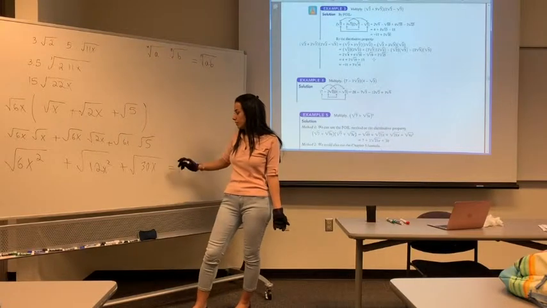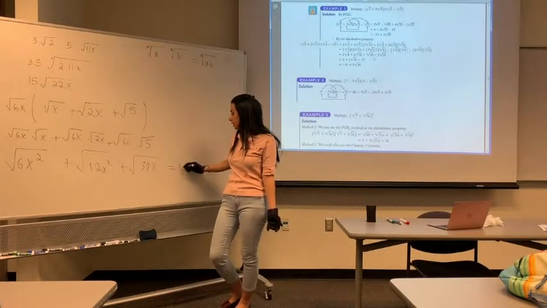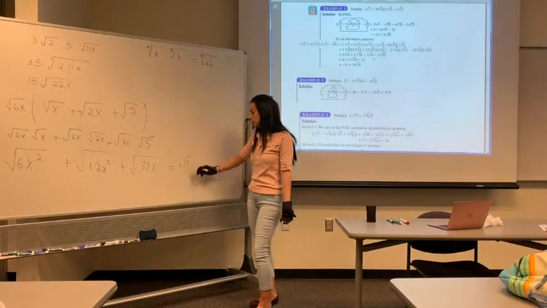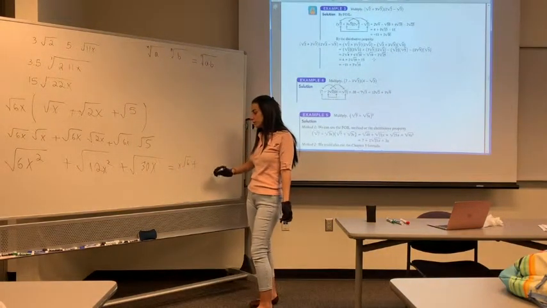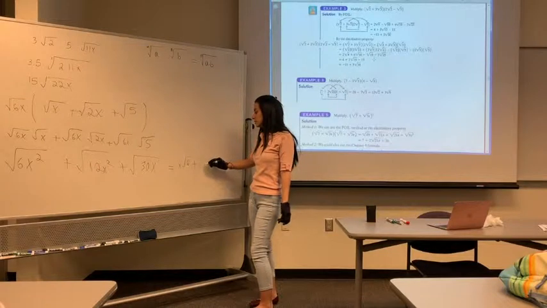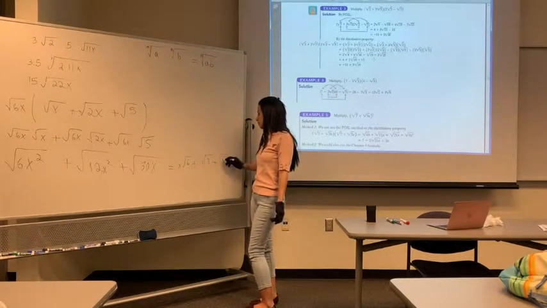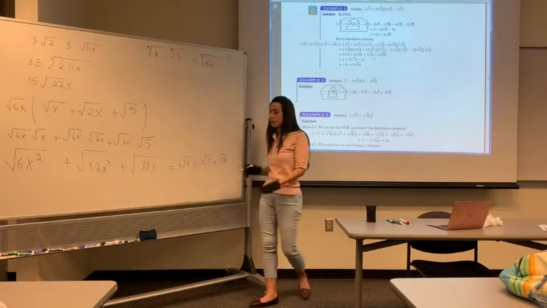Okay. So from the first one, x comes out, 6 stays inside, right? From the second one, 2x actually comes out, 3 stays inside the radical. Then nothing's happened here.